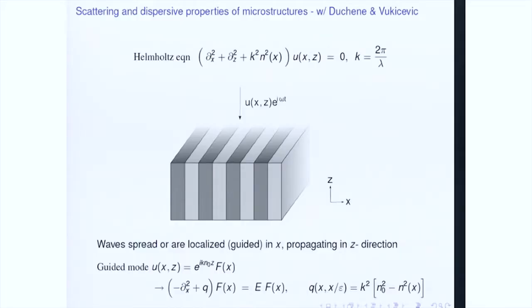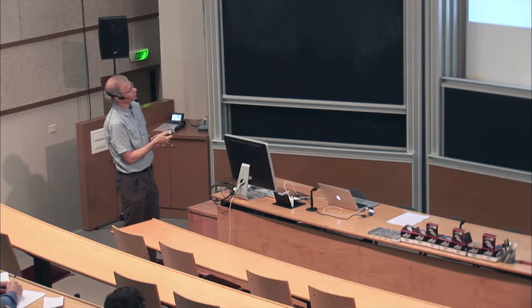So the first topic, scattering and dispersive properties. The motivation will be from, say, the Helmholtz equation. So imagine a compactly supported but microstructured, layered media, some highly oscillatory medium. Time harmonic solutions satisfy the Helmholtz equation. The wave number k is 2 pi over lambda.